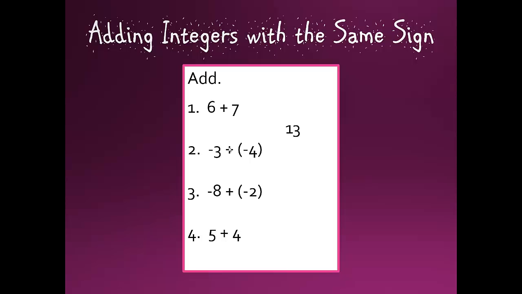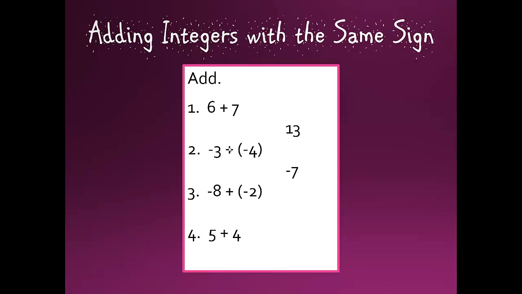For number 2, we have negative 3 plus negative 4. The absolute value of negative 3 is 3, and the absolute value of negative 4 is 4. 3 plus 4 is 7. Since negative 3 and negative 4 are both negative, our answer is also negative. So our answer would be negative 7.